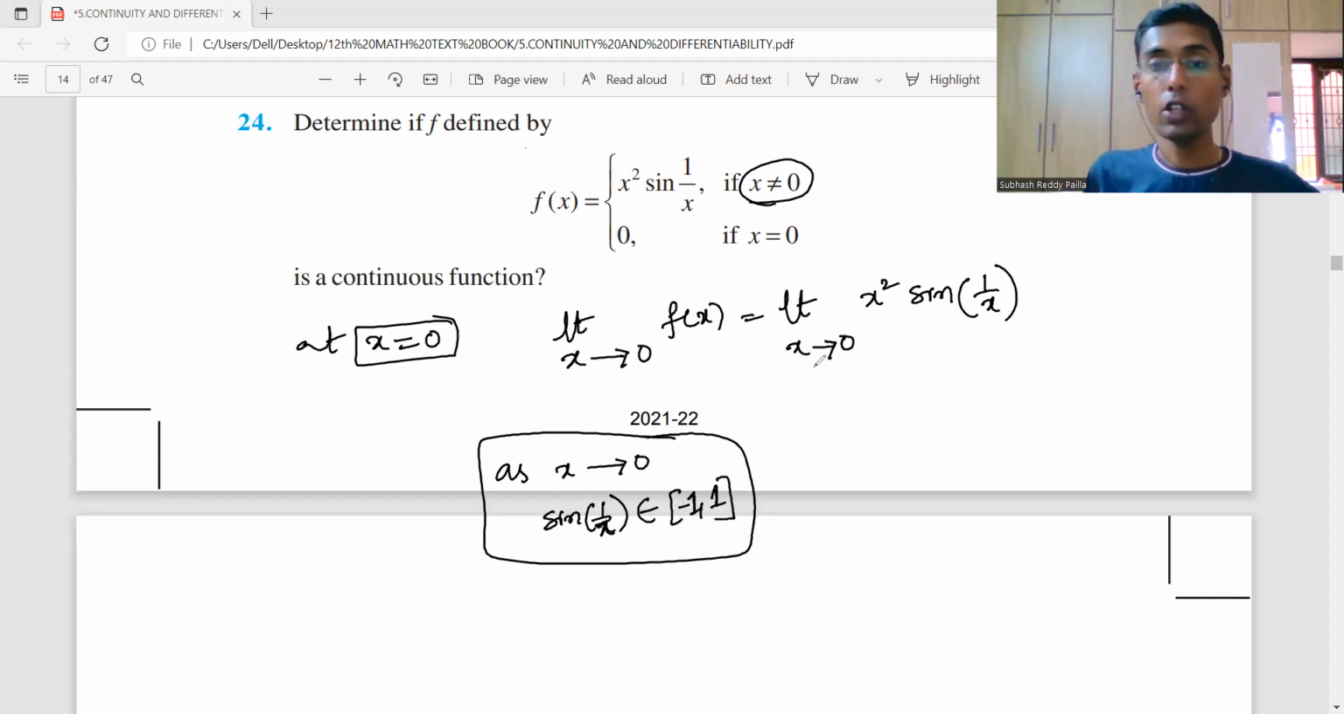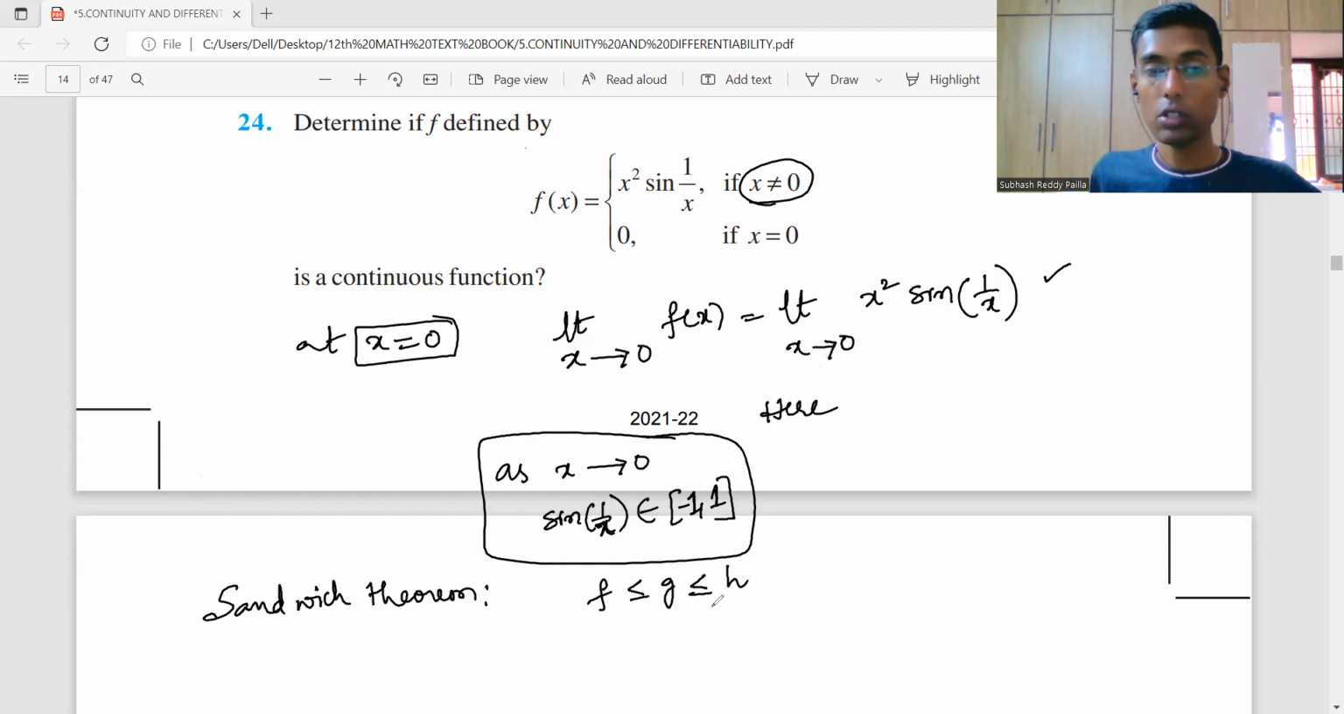So therefore, what we need to do here is first write this. See what I am doing. I am using the sandwich theorem. You remember, last year we used the sandwich theorem. What is that? Here, f is less than or equal to g is less than or equal to h. f means f of x. This is how the functions are.